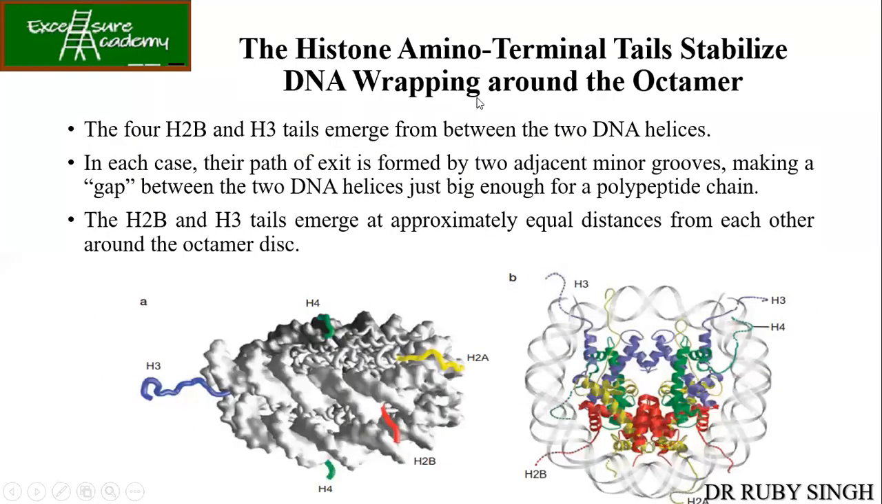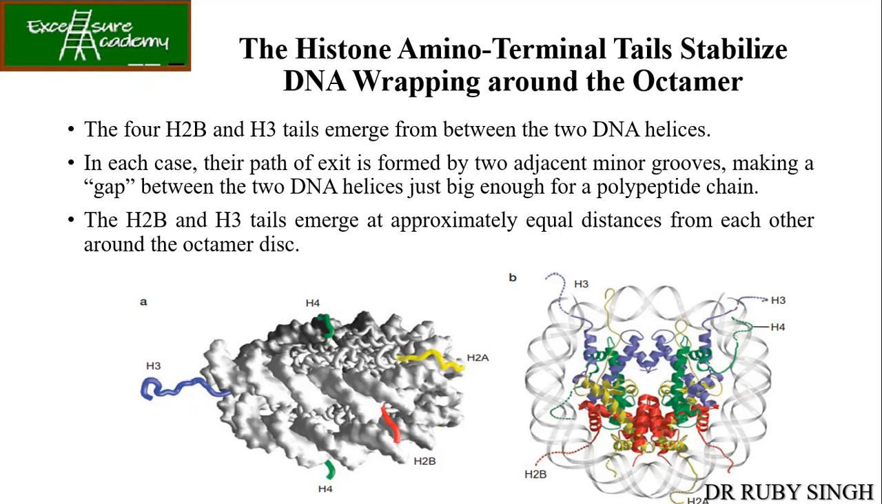Now, the histone amino terminal is there, which actually stabilizes the DNA wrapping around the octamer. Last class we learned that these amino terminals are present, and if suppose they are totally exposed, what will happen? Proteases will come and chop them off. Okay. But there is another function of these amino terminals: they stabilize the DNA wrapping around the octamer. Okay, and we also know that it is a site for post-translational modification like phosphorylation, acetylation, etc.